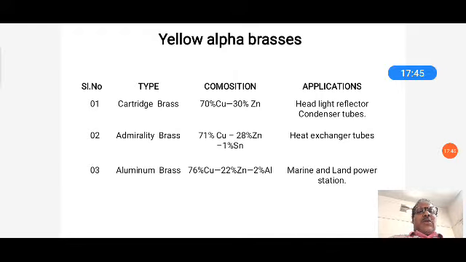The next one is yellow alpha brass, again admiralty brass. The composition of admiralty brass is 71% copper, 28% zinc, and 1% tin. That is called admiralty brass. It is mostly used in heat exchanger tubes.